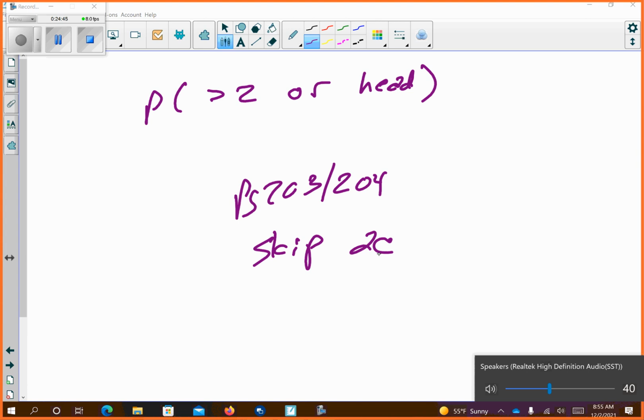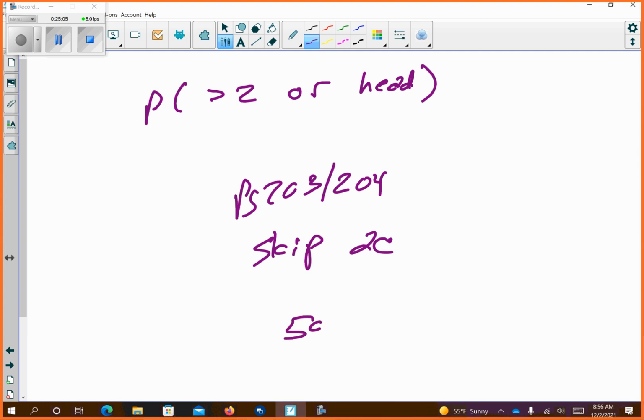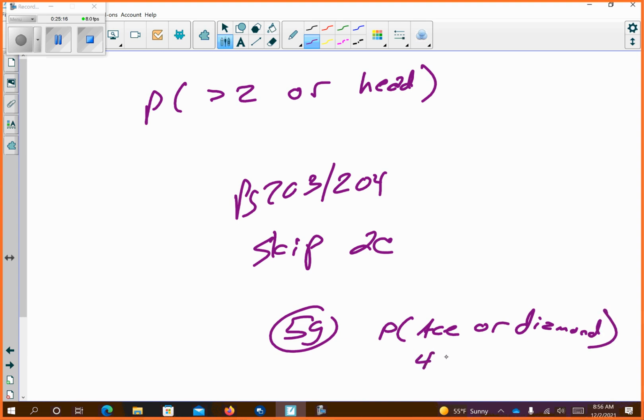Getting an ace or a diamond. We have to remember this: if I have an ace, there are 4 aces in the deck, and one of the aces is a diamond. There are 13 cards in a suit. So this is 5G, the probability of getting an ace or a diamond. You know there are 4 aces in the deck.